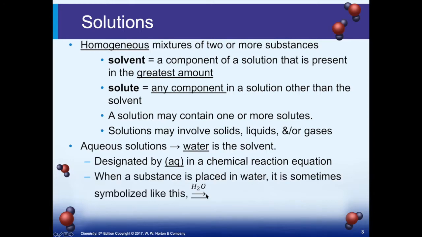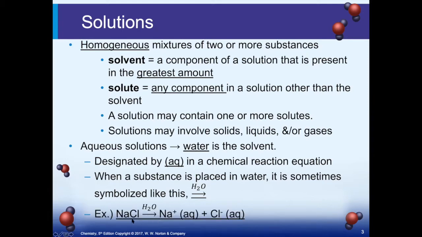One way to designate the fact that we're going to put something in water in chemical reactions is like we show right here. We draw the reaction arrow, but then we put H2O above it. That's just to represent that I have some substance that I'm going to put into water. And then what's on the other side of the arrow, of course, would be what that substance forms when it does dissolve in the water.